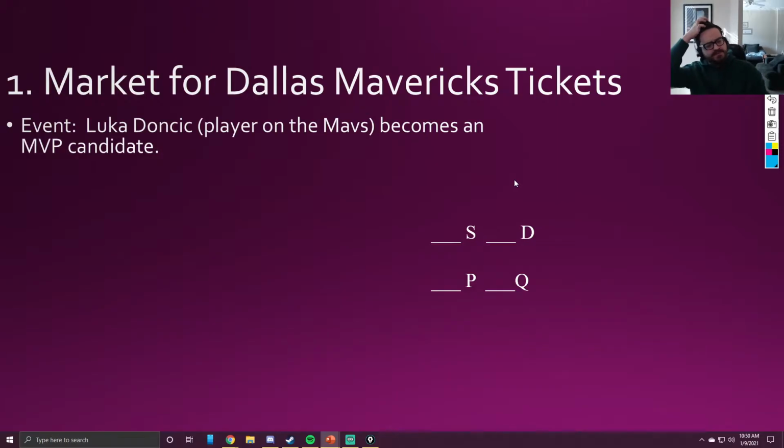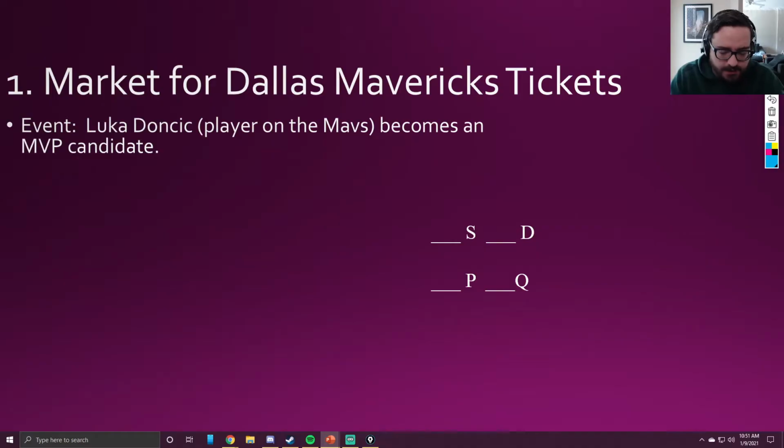So I live in DFW for any of you guys that are watching this who don't go to our school. But here's our example. You don't have to draw each of these, just sort of think through them. So we've got the market for Dallas Mavericks tickets. The event: Luka Doncic, who's a player on the Mavs, becomes an MVP candidate. This happened basically last year. What happens in that graph? Is it supply or demand? Is this a consumer or a producer thing? What happens to price and quantity?